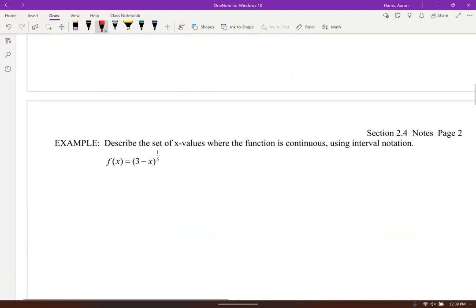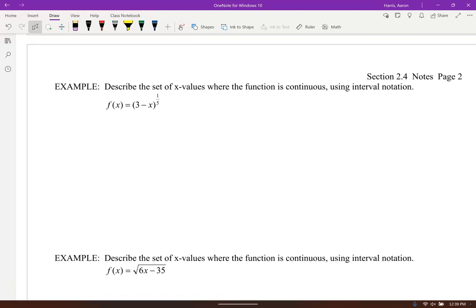Those are non-removable. All right, let's talk about f of x equals the fifth root of 3 minus x. We describe the set of x values where the function is continuous using interval notation. So the real question is, do we have any problem children with this? Is there anything that causes a divide by 0, or can we not take a fifth root of a value? Those are the kind of questions I'm thinking about when I'm thinking about the fifth root of 3 minus x.